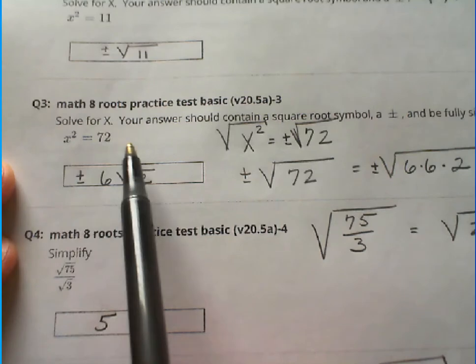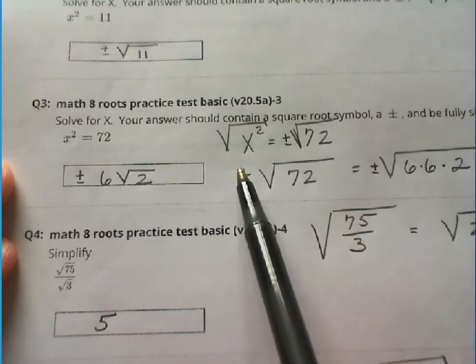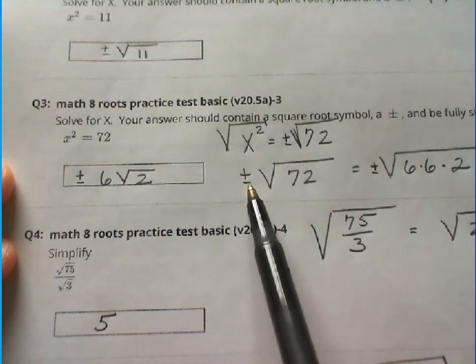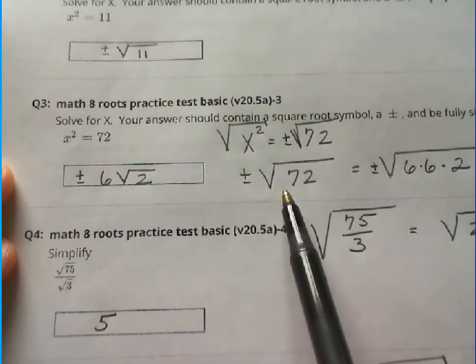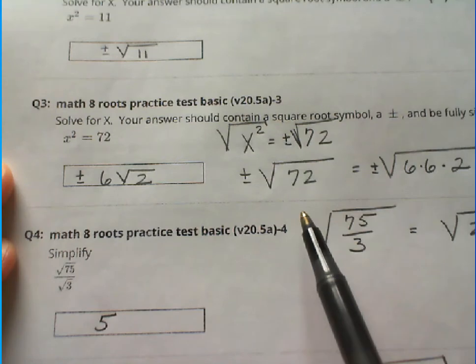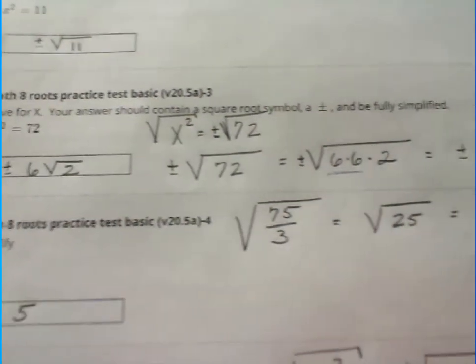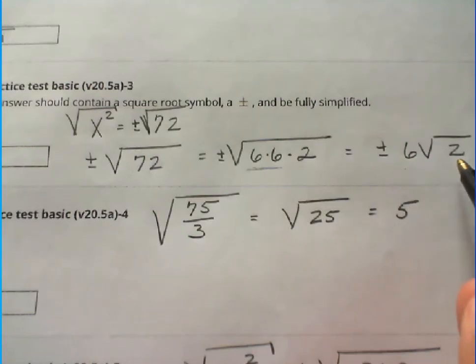Same thing here. I'm going to take the square root of both sides. So I took the square root of x squared and plus or minus the square root of 72. So my answer is plus or minus the square root of 72. But I can break this down and simplify it. 72 is 6 times 6 times 2. See that pair of 6's? They can come out right there. So plus or minus 6 square root of 2.